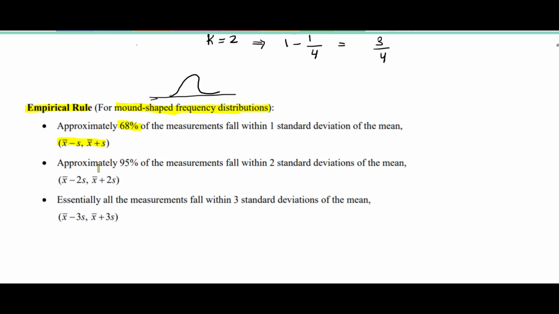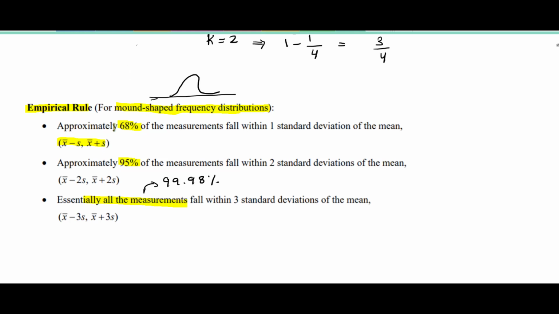For 2, it's 95%, and for 3, essentially all the measurements fall, but we like to denote this as 99.98% of the measurements falling within 3 standard deviations of the mean. So this is really useful. It gives you a more precise and accurate interpretation of your data if it is mound-shaped or normal-shaped. So you need to make sure that this condition holds true first.